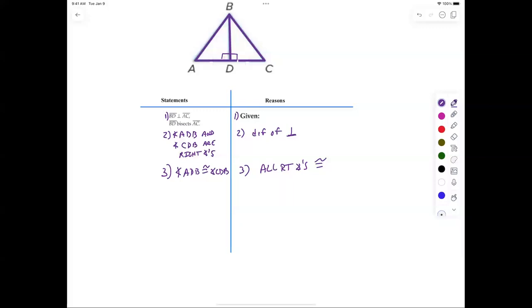Let's call it congruent, please. AD is congruent to DC. Why is that true? DB bisects AC. So we would say the definition of bisect. So now I'm going to mark this congruent to this.